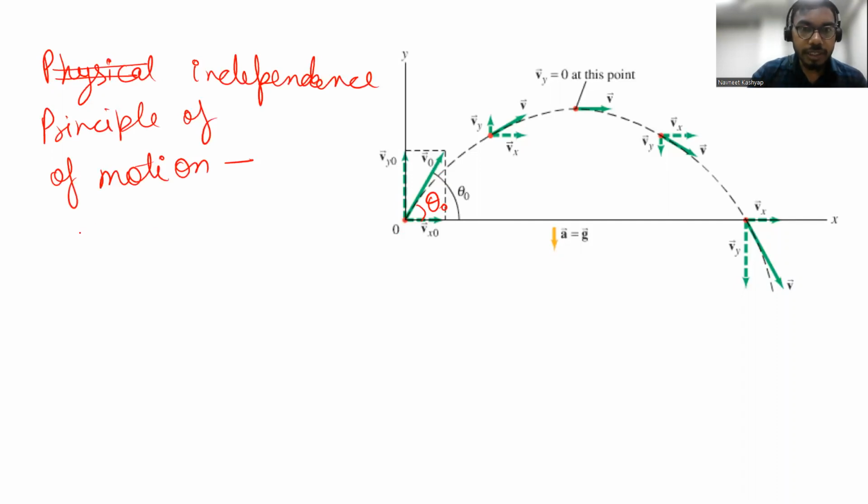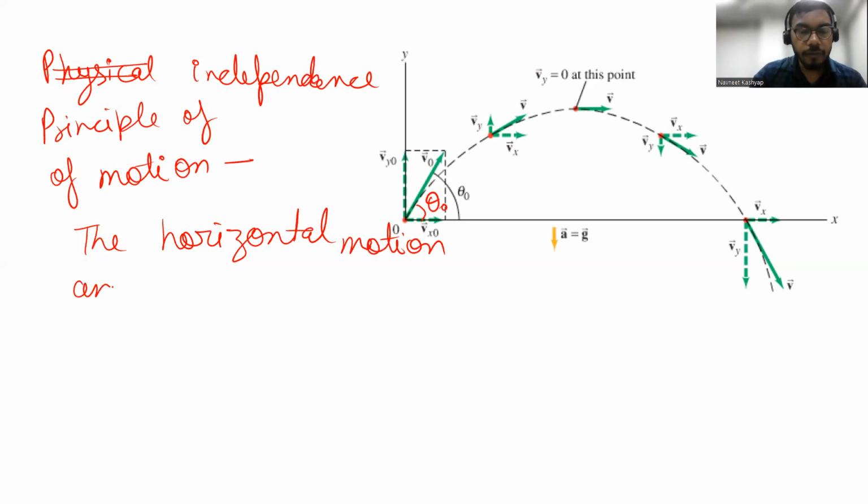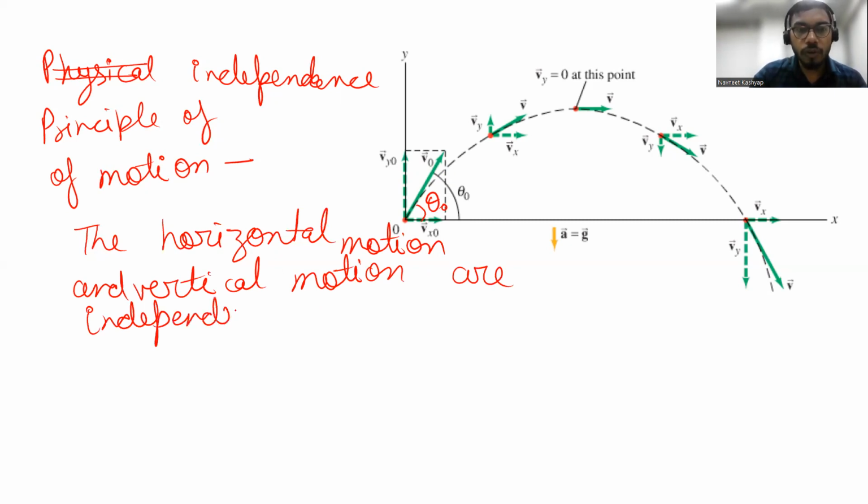What does it say? It says that the horizontal motion and vertical motion of the body are independent of each other. This principle allows us to study any motion in a plane. Now, how can we use this?